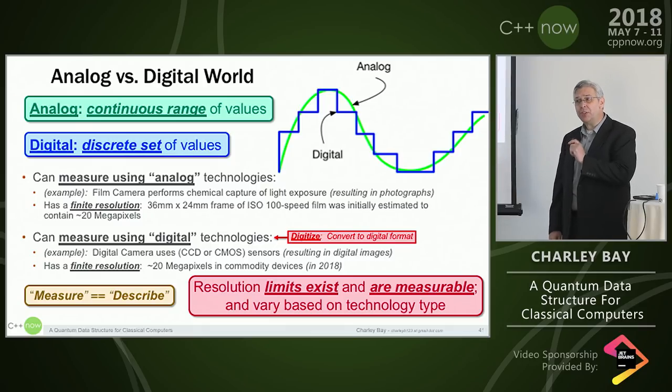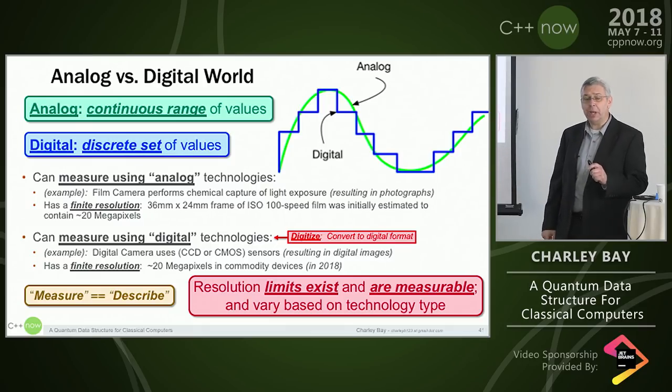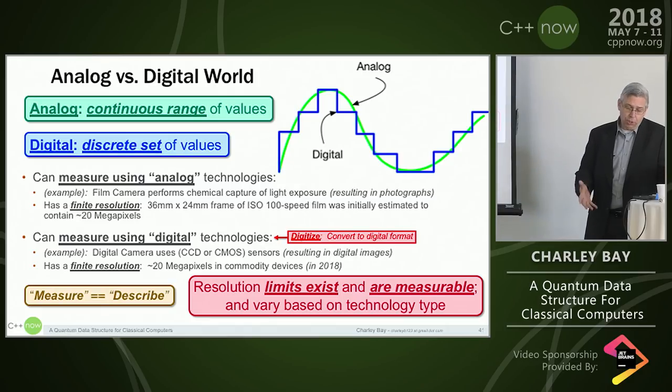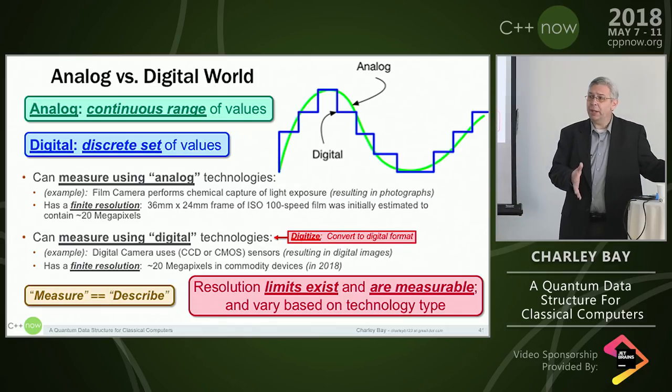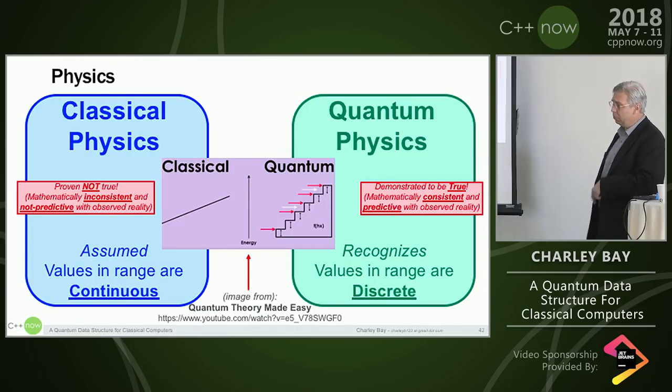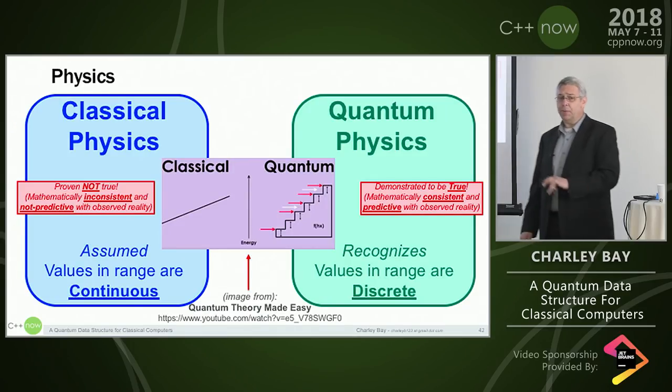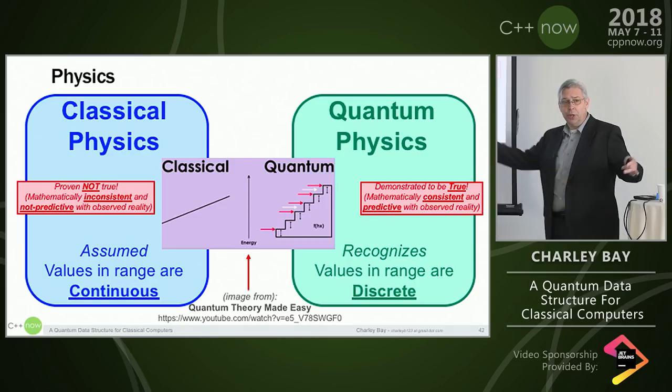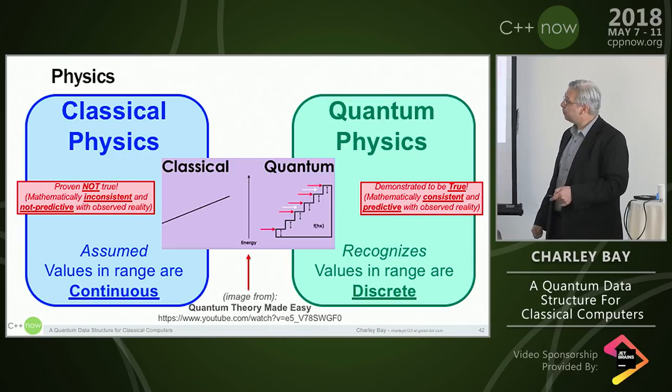But a limit always exists. There is always a resolution limit. If you can't see the resolution limit, well, you just don't have a good enough measuring mechanism. But we have really good measuring mechanisms. And we're talking about describing anything. It's not continuous. It's discrete values, maybe a lot of them, within a range.